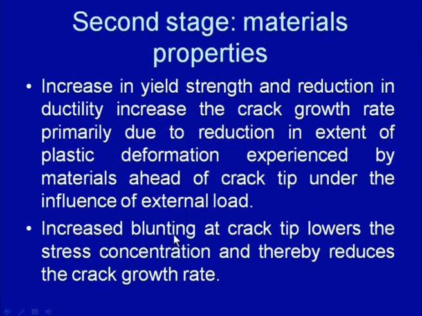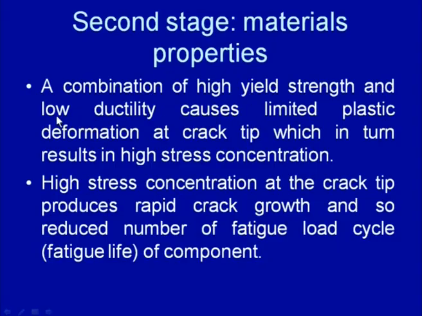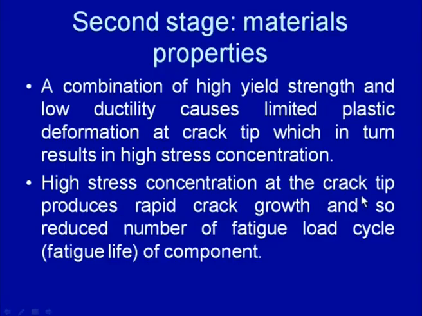So, the increased deformation and blunting of the crack tip lowers the stress concentration, and thereby reduces the crack growth rate. A combination of high yield strength and low ductility causes limited plastic deformation at the crack tip, which in turn results in high stress concentration, and the high stress concentration at the crack tip produces rapid crack growth, and so a reduced number of load cycles is required for completing the second stage.